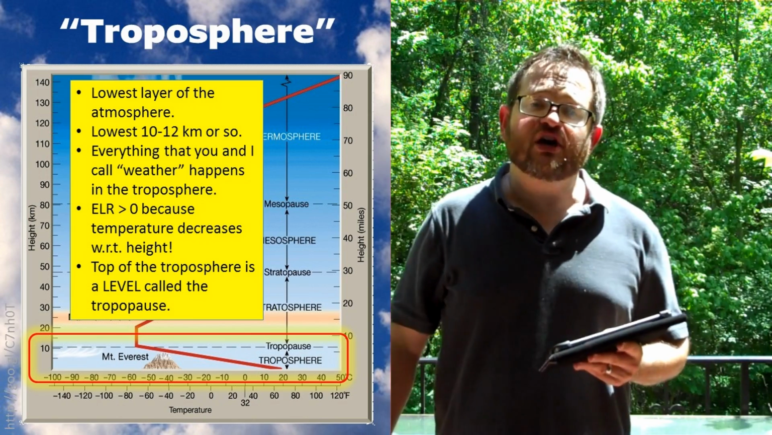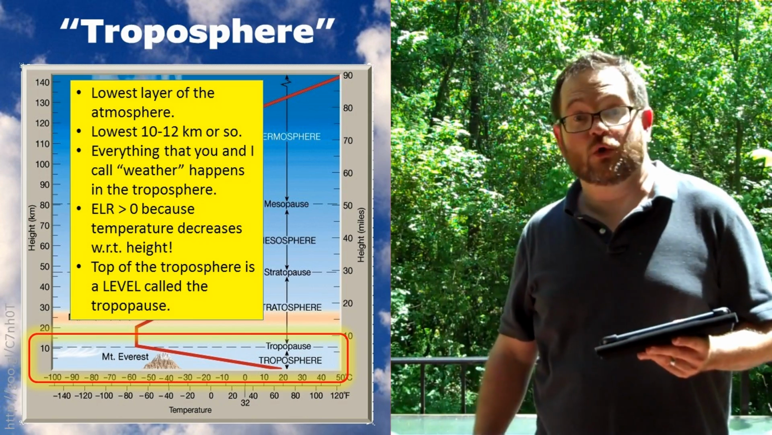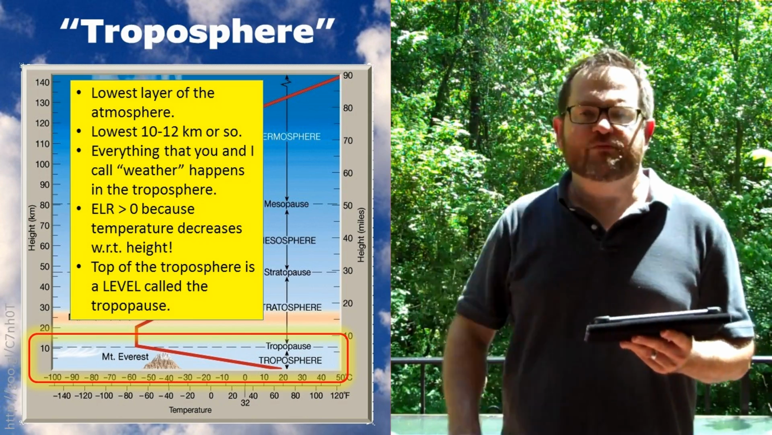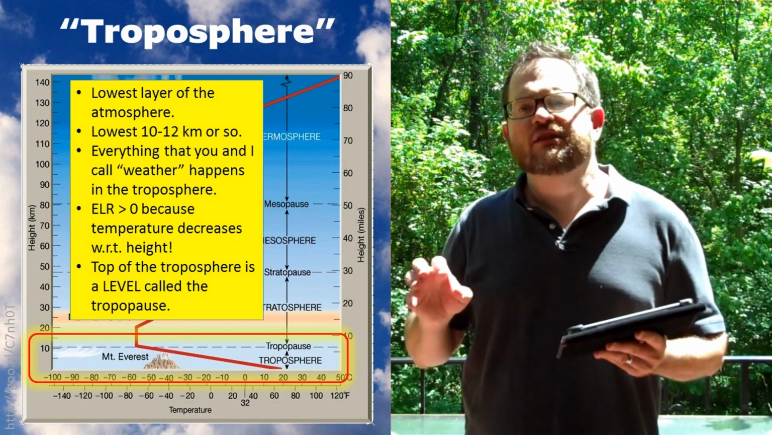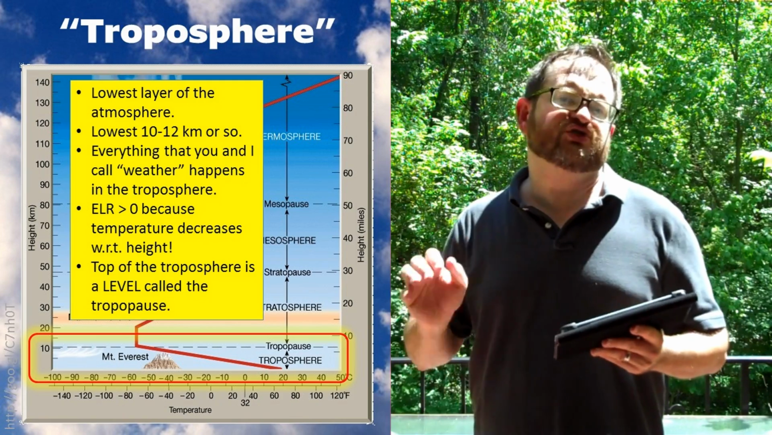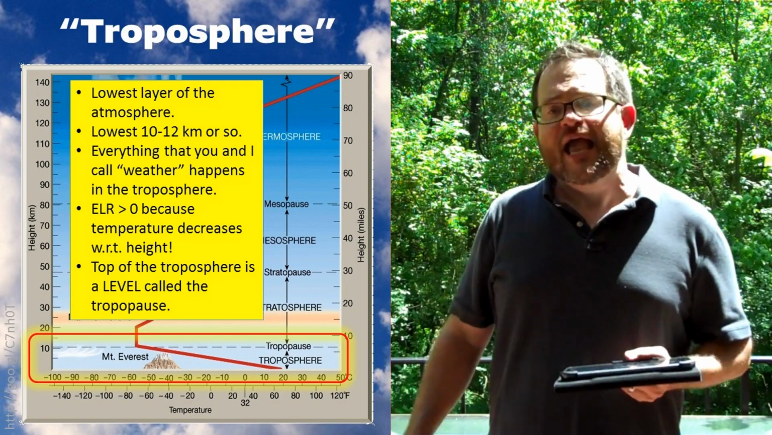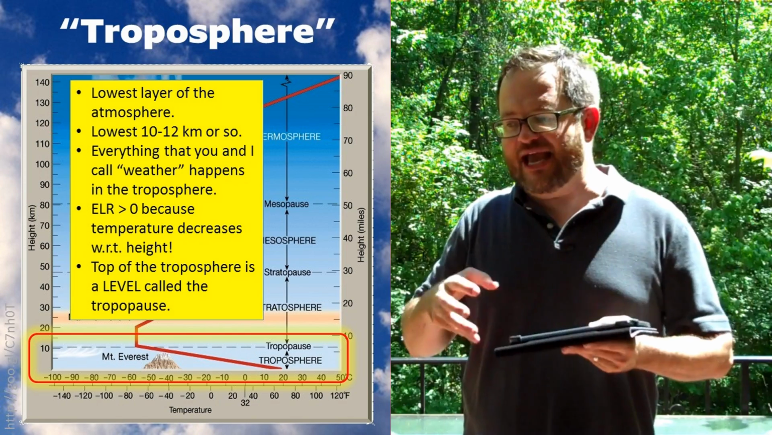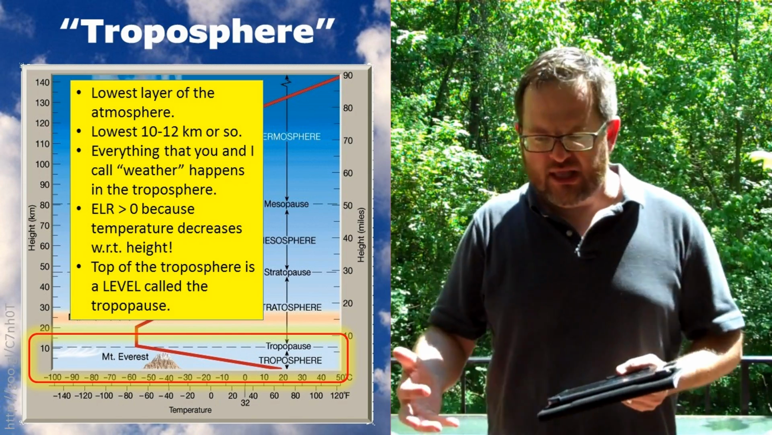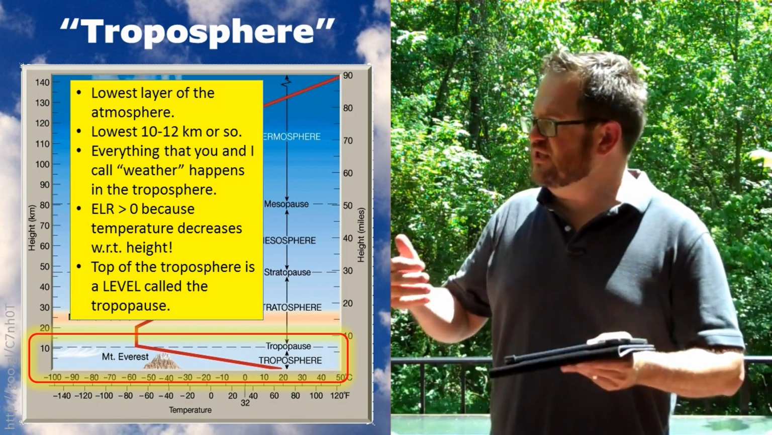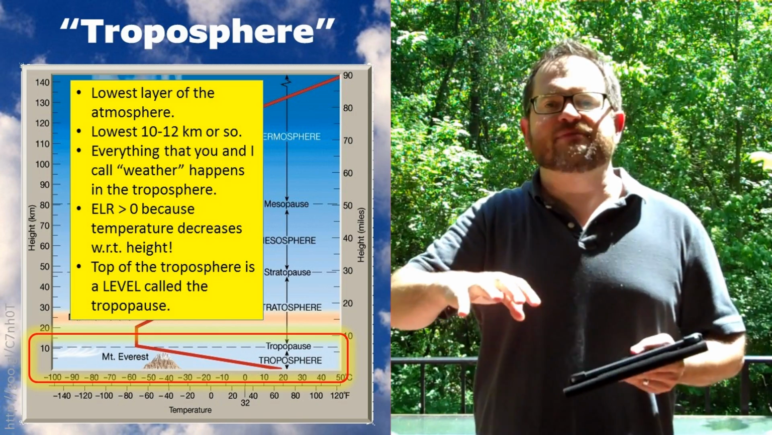Now the first layer I want to talk to you about, we actually briefly mentioned in the ozone lecture, and that is the troposphere. The troposphere is the lowest layer of the atmosphere. It goes from the surface to about 10, 11, maybe 12 kilometers above the ground. And everything that happens in the atmosphere that you think of as weather, snow and tornadoes and thunderstorms and whatever, all of that happens in the troposphere.